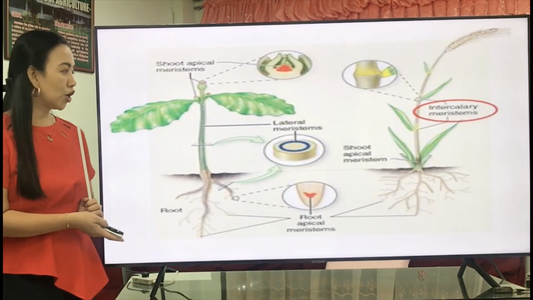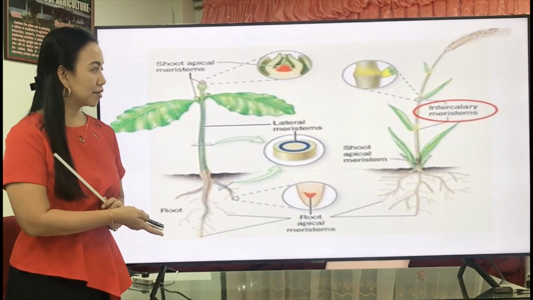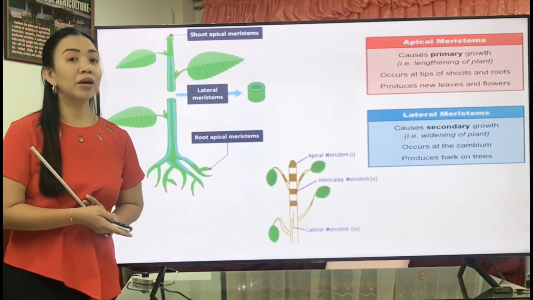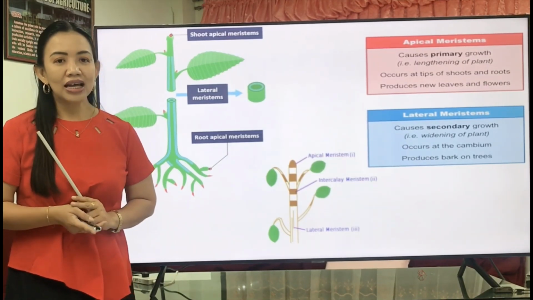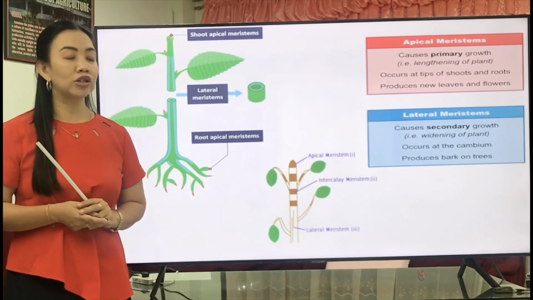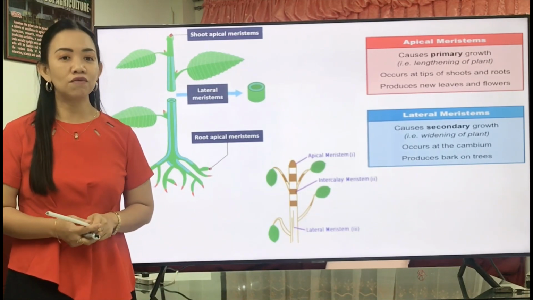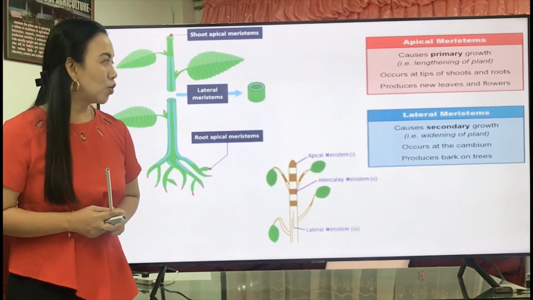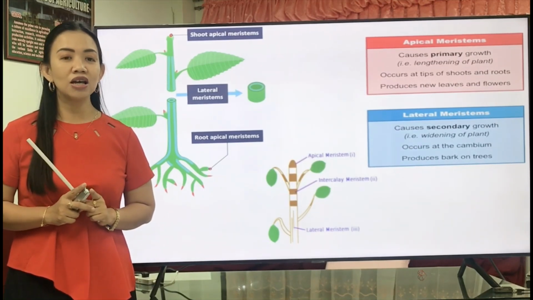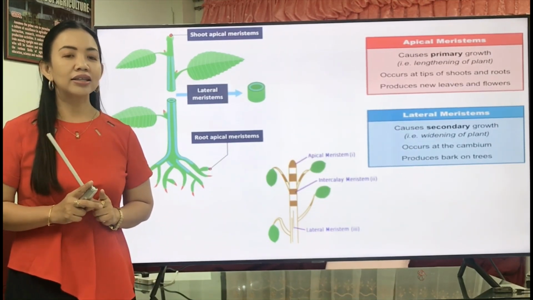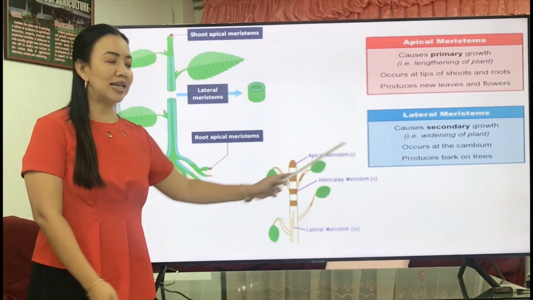So here is another illustration for the different positions or locations of the meristems in the plant. For the apical meristem, again, this causes the primary growth, the lengthening of the plant, the increase in length of the shoots and the roots of the plant. And because of this apical meristem, there is the production of new leaves and new flowers. And when we say the lateral meristem, this causes the secondary growth, meaning the widening of the plant, the increase in girth, the increase on the lateral sides of the plant. And it produces the bark of the trees.